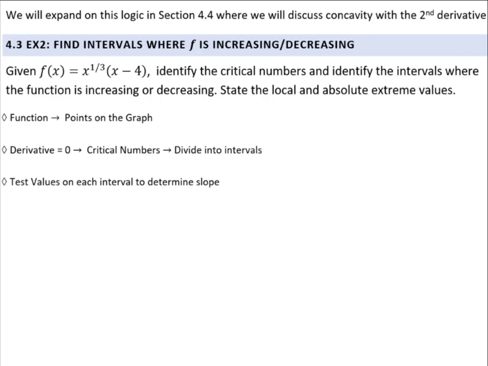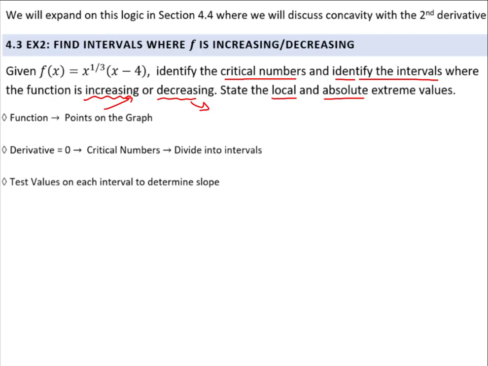Welcome. In this video, we're going to consider this function f of x equals x to the 1/3 times the quantity x minus 4. We're going to do several things here. We're going to look at identifying the critical numbers. Those are possible locations of maximum and minimum values. We're also going to identify intervals where the function is either increasing or decreasing. And then we'll state local as well as absolute extreme values.